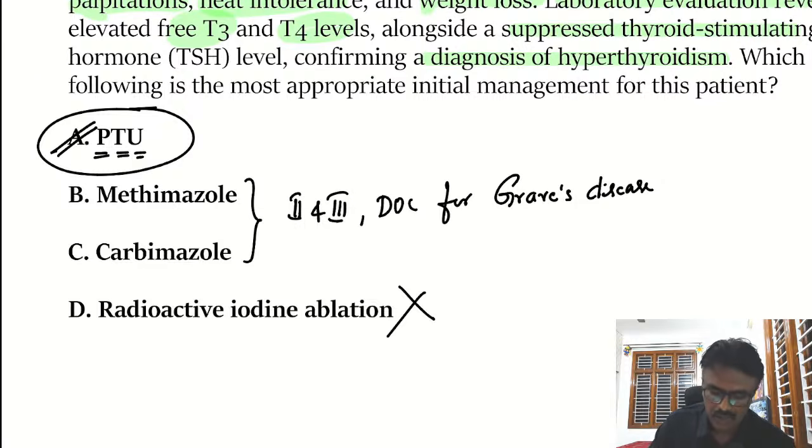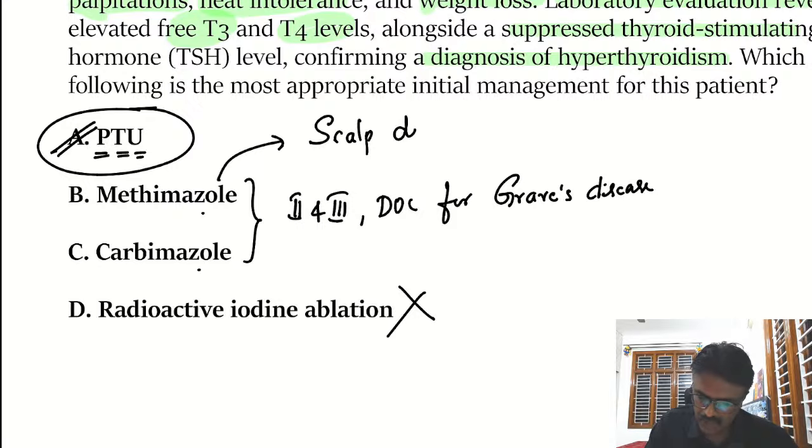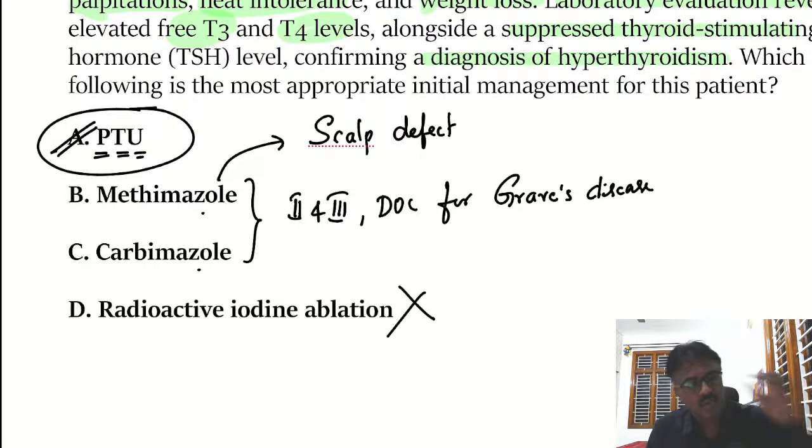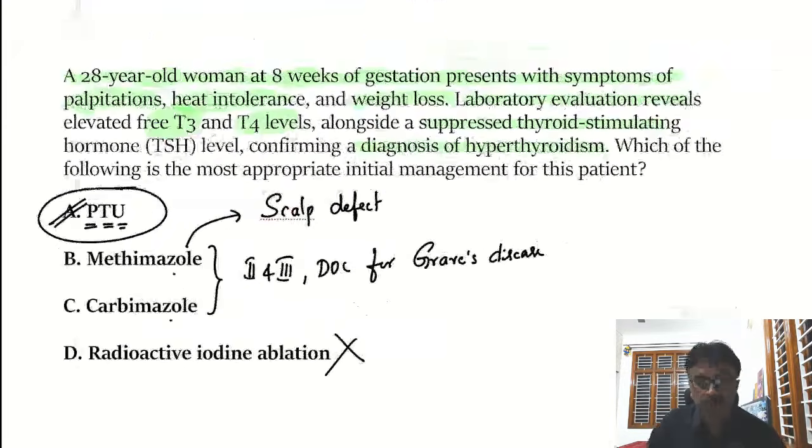Now why don't we give methimazole or carbimazole in the first trimester? What is the problem? The baby may develop scalp defect or goiter. That is called cutis aplasia congenita. So the answer for that question is option A, propylthiouracil.